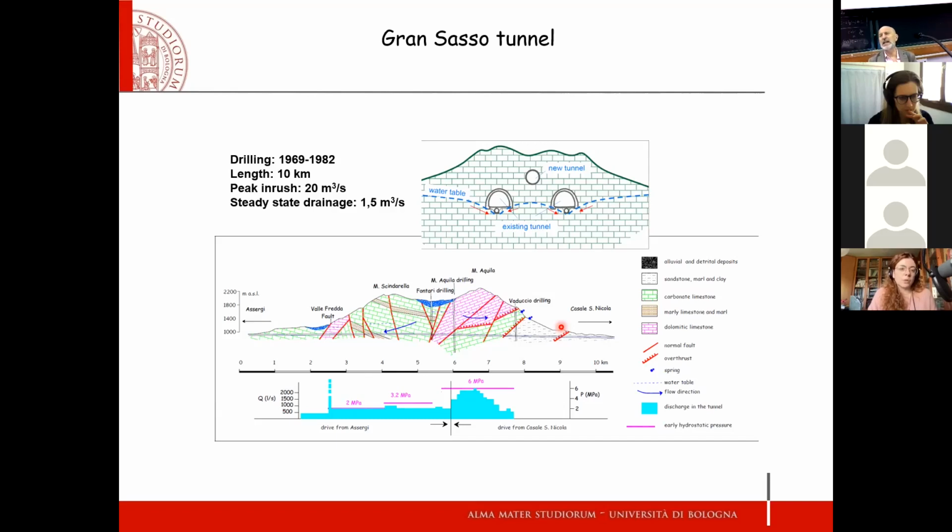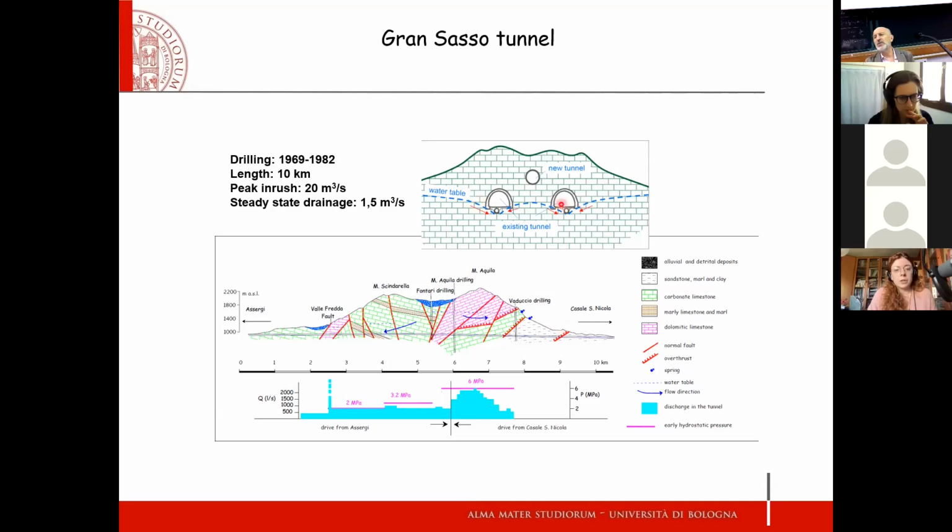Here you see the example of the Gran Sasso Tunnel. The Gran Sasso Tunnel was a tunnel for a highway connecting Rome and Teramo, so through the Central Apennines.